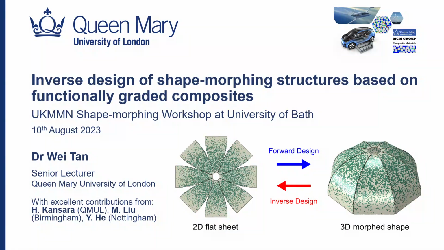Today, I will briefly touch upon the shape-morphing structures. One of the key questions we want to address is, if you're given a desired 3D shape, how are you going to inversely design the original 2D flat sheet? So here we're going to show you some novel developments from our group.